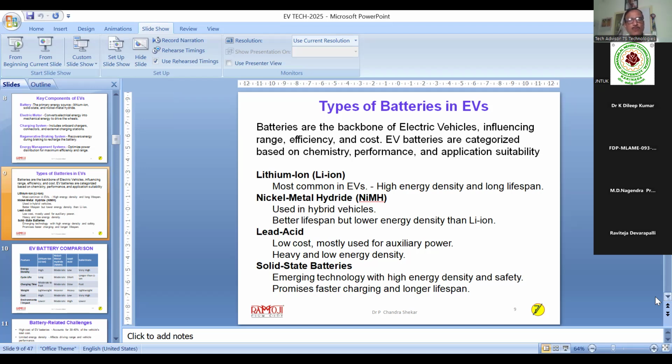Lithium ion, most common in EVs, high energy density and long lifespan. Nickel metal hydride, used in hybrid vehicles, better lifespan but lower energy density than lithium ion. Lead acid, low cost, mostly used in auxiliary power, heavy and low energy density. The new thing is solid state battery, an emerging technology with high energy density and safety, promises faster charging and longer lifespan. These solid state batteries are in an early stage, which sometimes they call super capacitors and all this. The research work is going on.